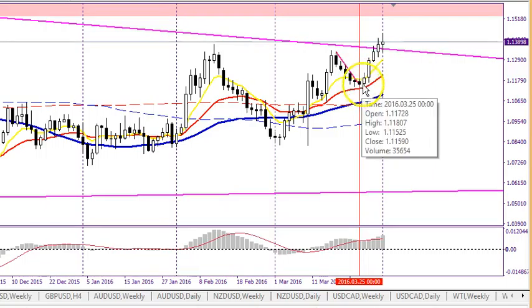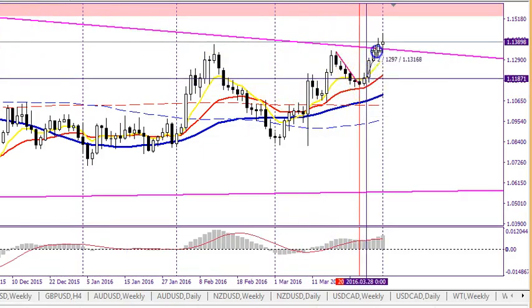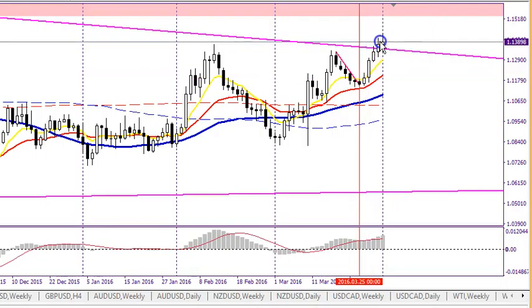See, there's the big clue with that one white candle. You would have gotten in right here at the open of the next candle, and you would have gained approximately 200 plus pips, and that's what I mean. So last week, this currency pair gave us lots and lots of good pips. Your stop loss, if you would have entered right there, would have been just below the 21 right over here.